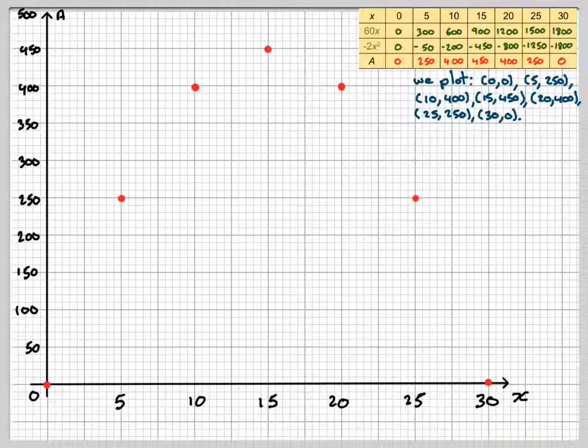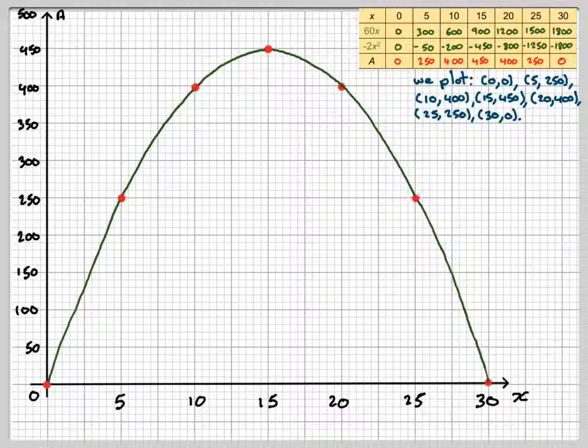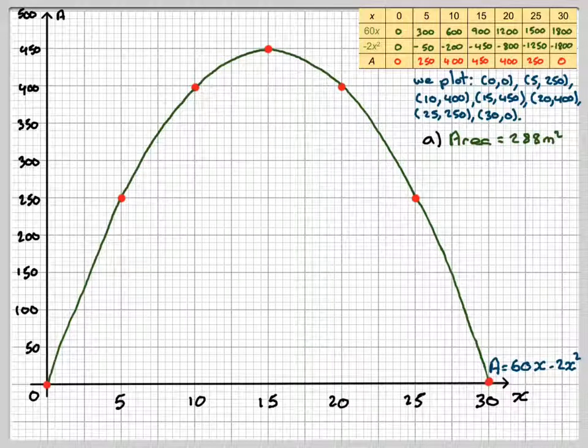So with a pencil, drawing the graph as smooth as possible, we get a graph here and we label it A is equal to 60x minus 2x squared. Now we were told that the area was 288 meters squared. Well, that is going to be just below 290, so we're just going to draw a line across the graph, just lower than this line here.